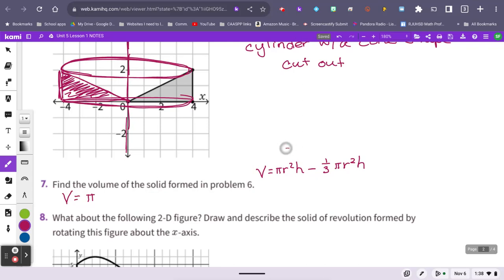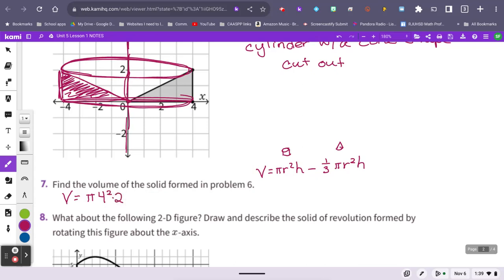So if you want to, you can always draw a picture. That's the cylinder. And this one is the cone. Okay. So this one, its radius is 4. So 4 squared. And it does go up a height of 2.